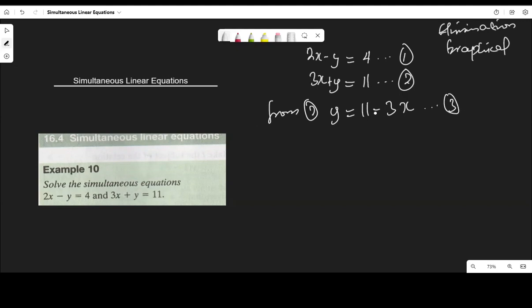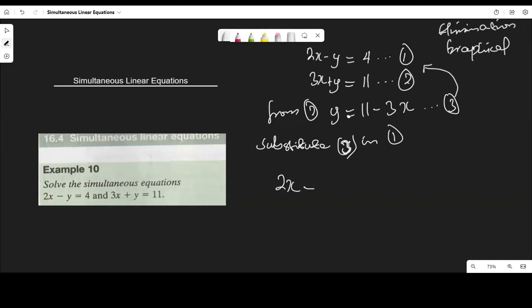Now, since equation 3 is formed from equation 2, we can substitute equation 3 into equation 1. In other words, anywhere I see y in equation 1, I'm going to replace it with 11 minus 3x. Substitute 3 in 1.